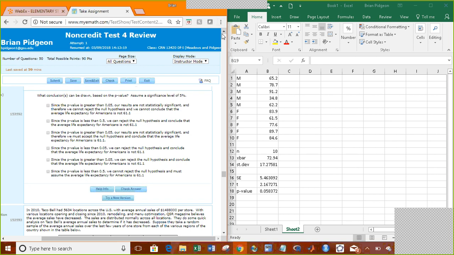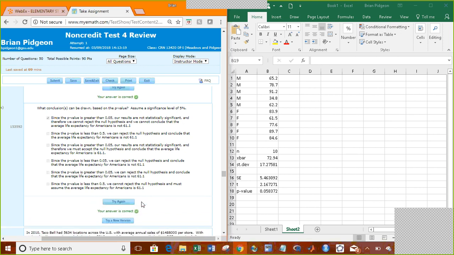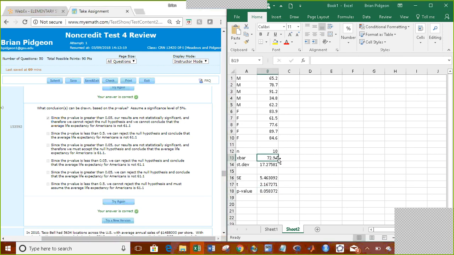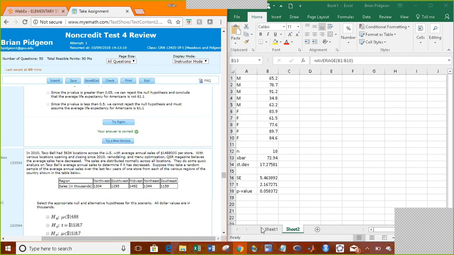So, what conclusions can be drawn? Well, our p-value is actually larger than 0.05, even though it says 0.05 here, but pay attention to these decimals. So, because our p-value is greater, we fail to reject the null hypothesis. We cannot reject the null and cannot conclude that it's not 61.1. That's what's interesting about statistics: we only sampled 10 people, and we got an average life expectancy of 72.94, which is a lot bigger than 61.1. But accounting for variability and things like that, we actually can't say that it's larger than 61.1.